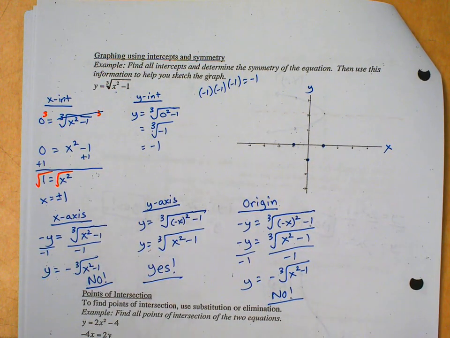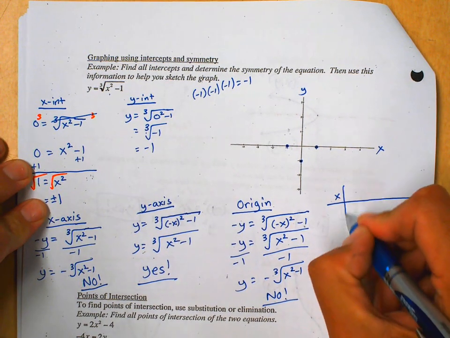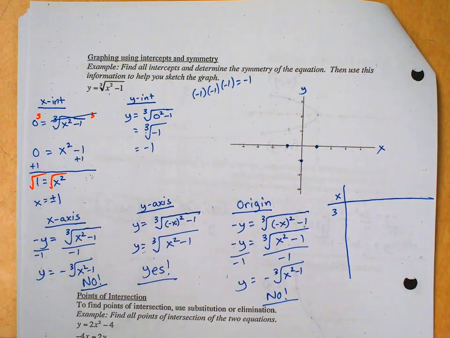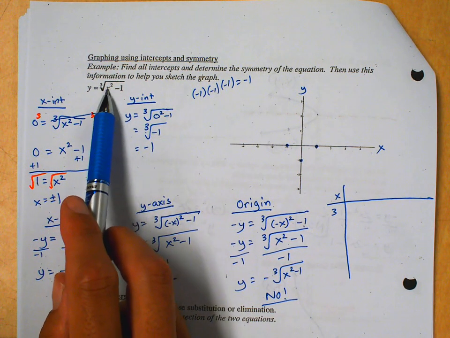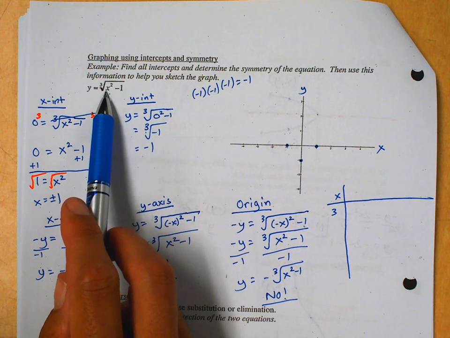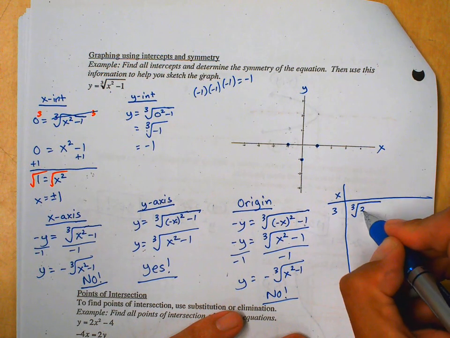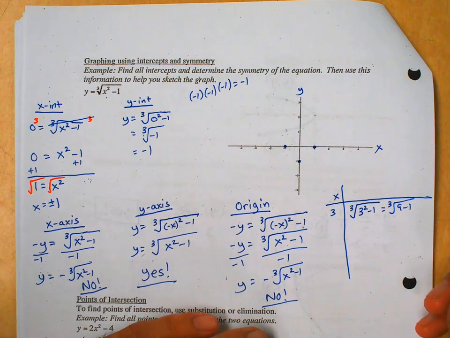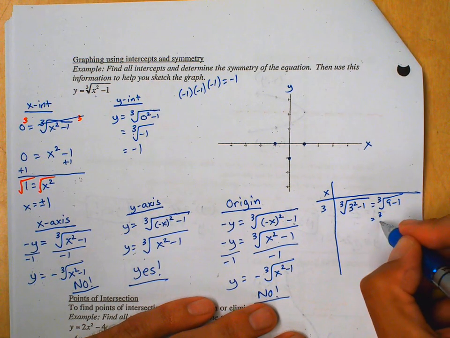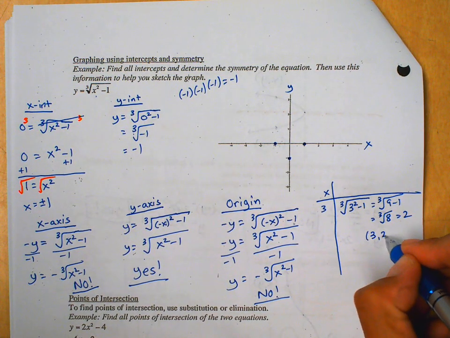Now, maybe to get a little bit better idea of what this might look like, I'm going to plug in a couple of points. So I'm just going to go on the side here and make a table. I'm going to try plugging in 3. I chose 3 specifically because it was outside the points I already knew. And I was thinking right here, the third root of 8, I know. And if I plug in 3, that's going to give me 8. So that was helpful. Third root of 3 squared minus 1. That's the third root of 9 minus 1, which equals the third root of 8, which is 2. So we have the ordered pair 3, 2.